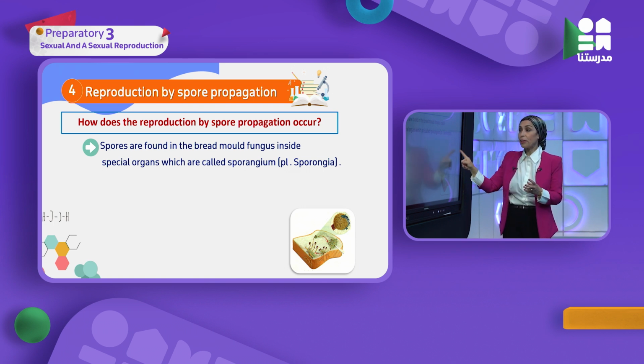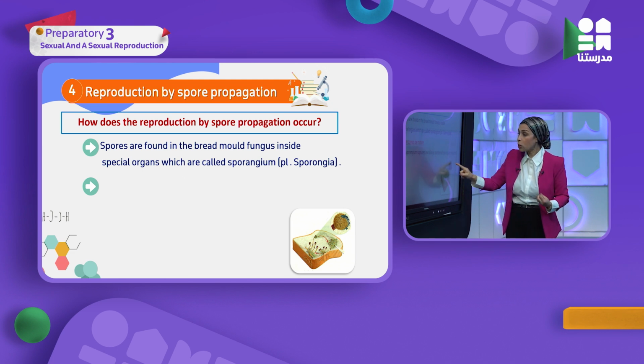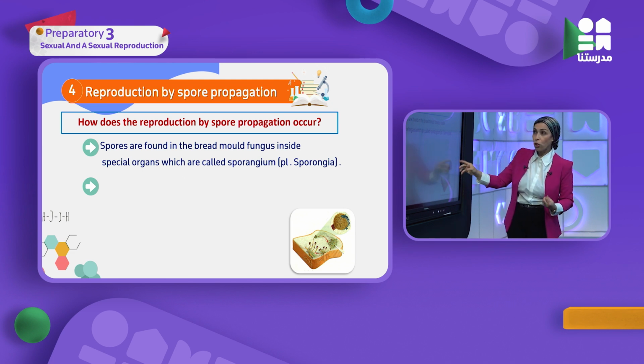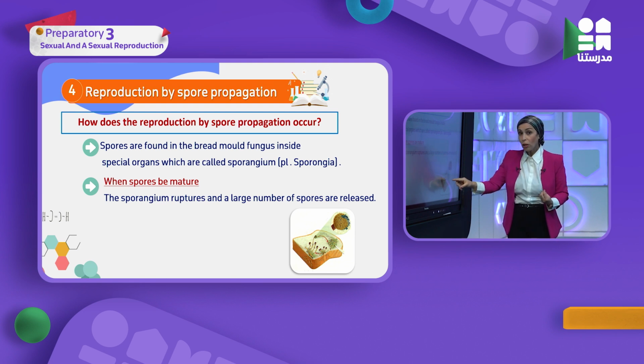What happens to this sporangium? It will rupture. What's meant by rupture? Rupture means it bursts and opens and the spores come out. That's why we say this type of reproduction is by spore propagation, the spread of spores. These are the spores that start to rupture and come out from the sporangium. What will these spores do? They fall down on the other part of the bread which is very fresh and not spoiled at all, then it finds a media, then it will be produced, forming a new bread mold fungus.